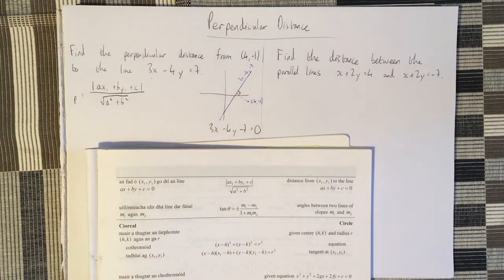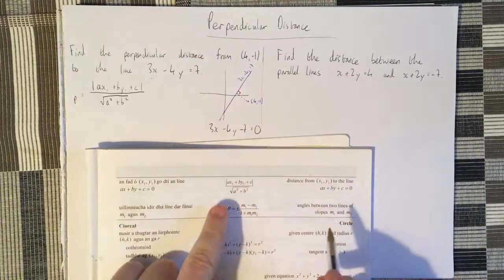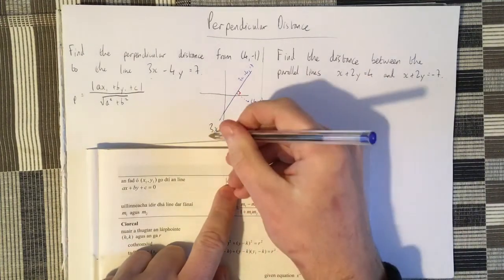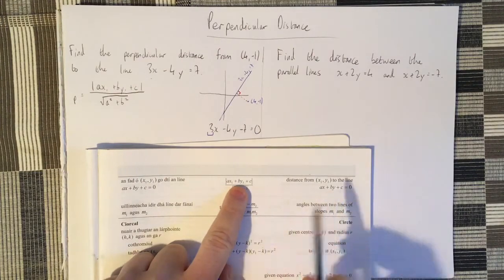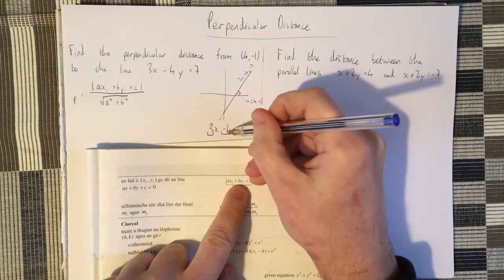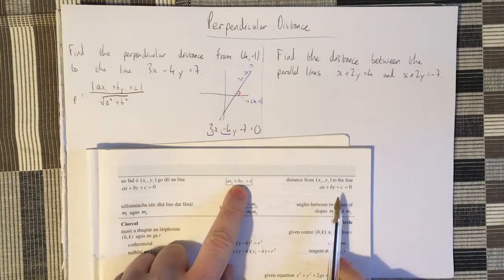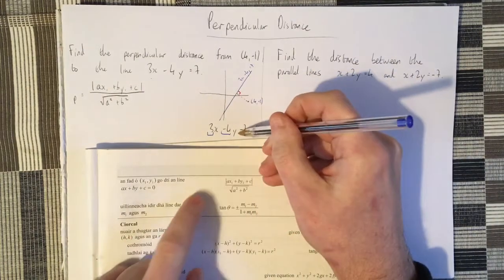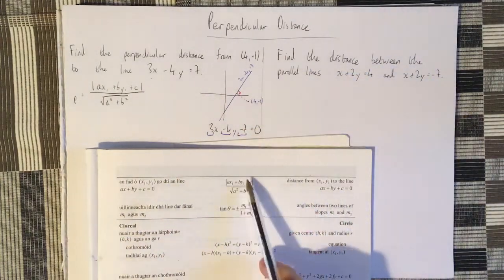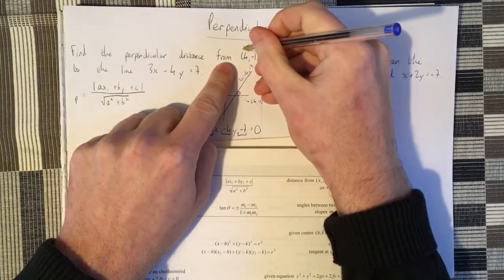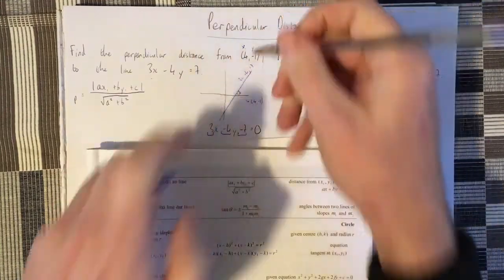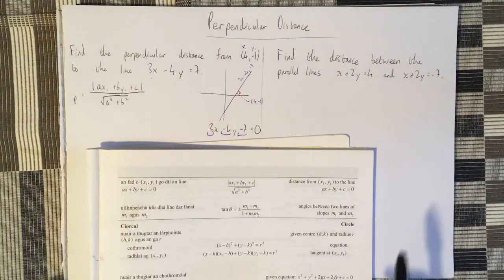All right. So now your a that goes into the formula is whatever's in front of the x. So my a is 3. Your b is whatever's in front of the y. So my b is minus 4. Don't forget to take the sign in. And the c is minus 7. All right, so there's the a, b, and c that are going to go into the formula. The x1, y1 then are just the point. All right, so I'm going to plug those in.